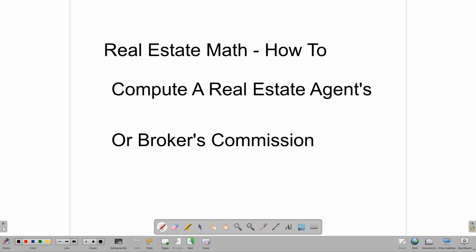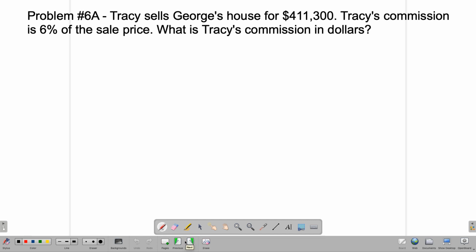Real estate math. How to compute a real estate agent's or broker's commission. All right, so problem number 6. 6A. We have Tracy sells George's house for $411,300. Tracy's commission is 6% of the sales price. What is Tracy's commission in dollars?